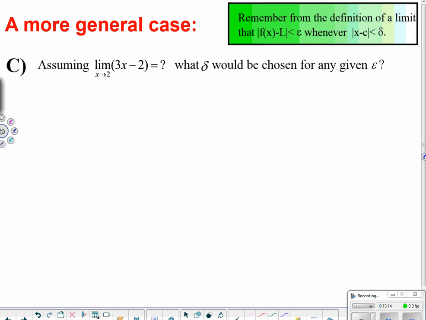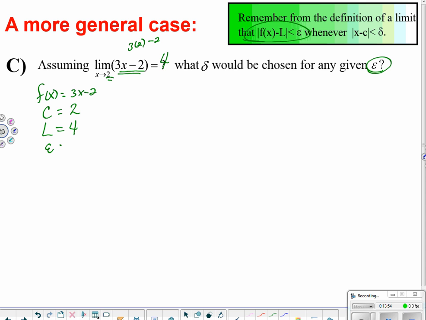A more general case, sometimes they don't specify what epsilon is. So we're just going to find epsilon and then put that delta in terms of epsilon. So we're still going to start with the output here. Let's write down f(x) would be 3x minus 2. There's my function. My c value is what I'm approaching as a limit. That's 2. The limit is the outcome. When I plug in 2, I get 2 times 3 is 6 minus 2 makes 4. So my limit value is 4.